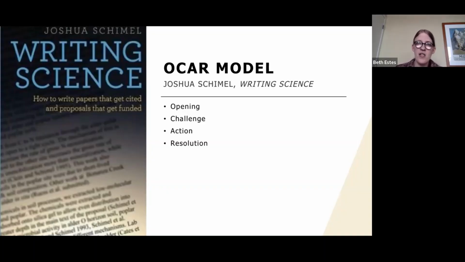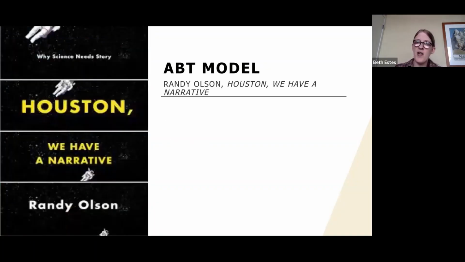But okay, so this is one model that you can follow. Another very similar one that I like a lot is called the ABT model. And this is from the book, Houston, We Have a Narrative. And so the ABT essentially stands for and, but, therefore.